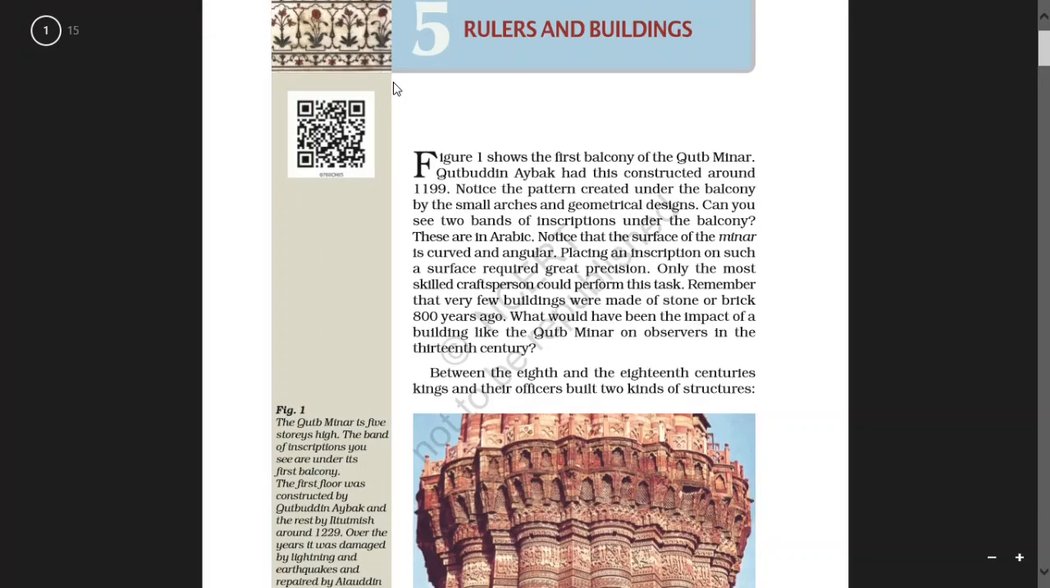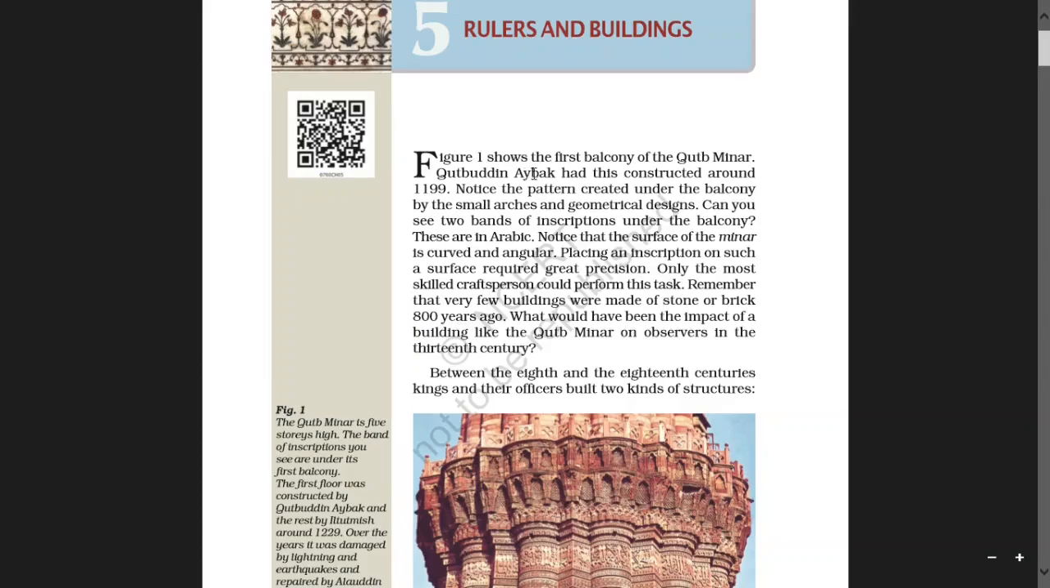Dear children, today we are going to read a new chapter, that is chapter number 5 of your history. The name of the chapter is Rulers and Buildings. Here basically, boys, we are going to learn which rulers or which king built which buildings. This chapter is quite separate compared with chapters 1, 2, 3, 4. So here is the chapter.